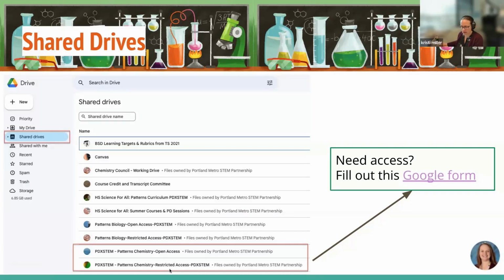If you already have access, you know you have access because you've been there before. Chances are you're just not looking in the right spot, and that's because they've been moved and they're in the shared drives now. Questions about that? Anything that I can answer about that? Or Matt, if anything shows up in the chat, just stop me and we'll talk about it.